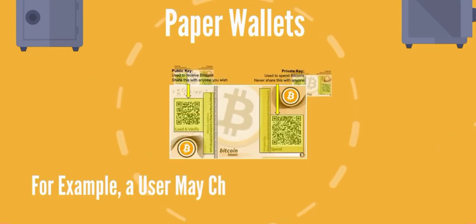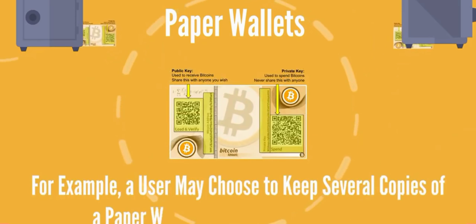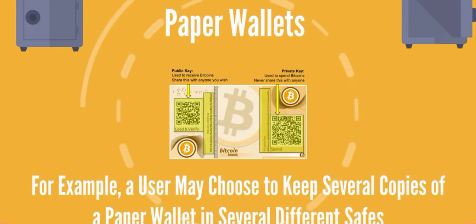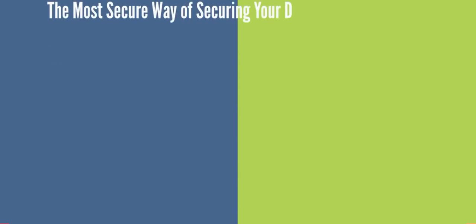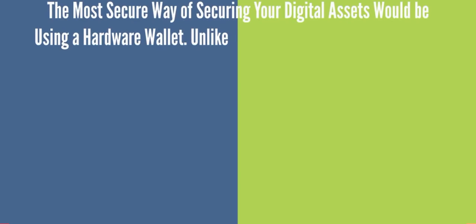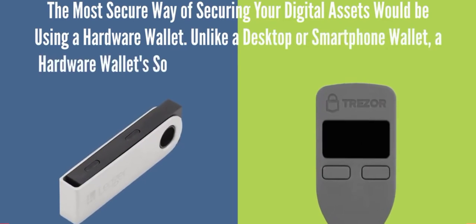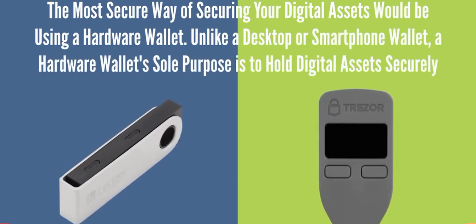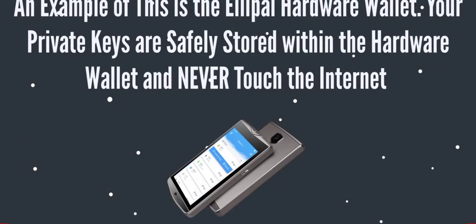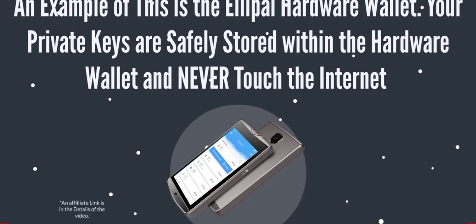These are called paper wallets. For example, a user may choose to keep several copies of a paper wallet in several different safes. The most secure way of securing your digital assets would be using a hardware wallet. Unlike a desktop or smartphone wallet, a hardware wallet's sole purpose is to hold digital assets securely. An example of this is the Elipal hardware wallet.